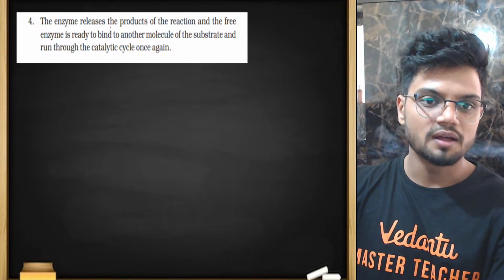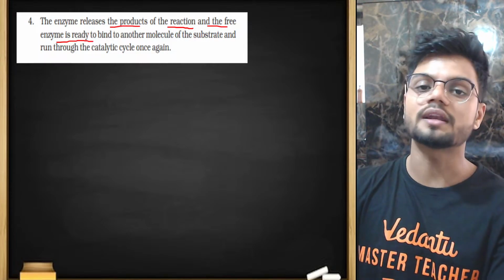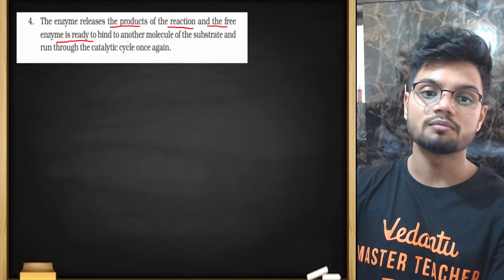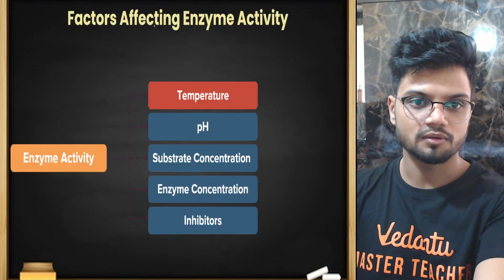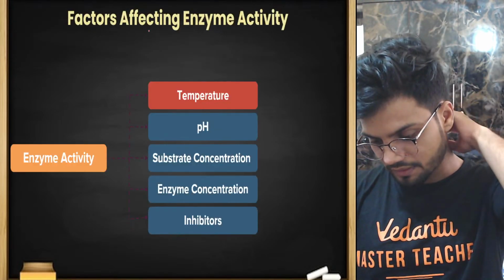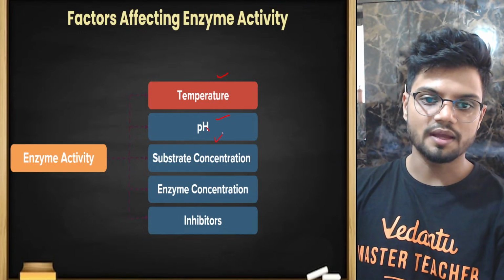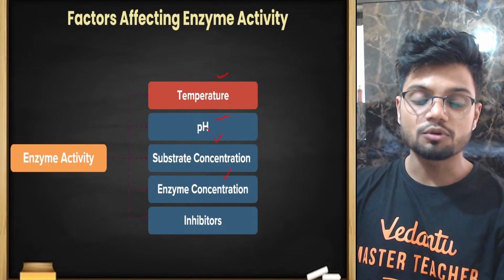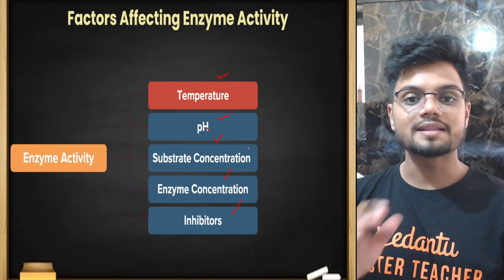The enzyme releases the product of the reaction, and the free enzyme is now again ready to bind, waiting for the new substrate to come and bind. Okay. Now there are multiple factors affecting the reaction. For example, temperature, pH, enzyme concentration, substrate concentration, inhibitors. How each one plays a role in the enzyme activity, students.